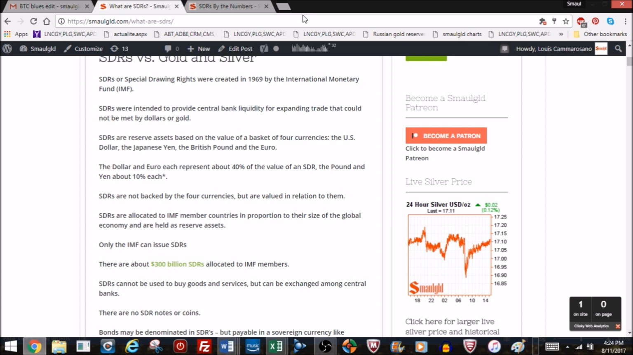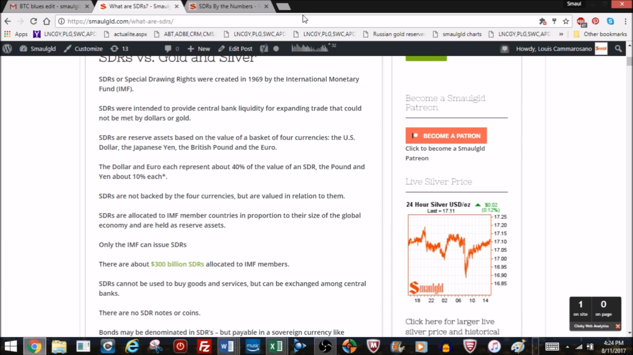Now, the SDR, as I mentioned, was designed to be a reserve asset, and it is based on the value of a basket of currencies. In the recent decade, the basket was four currencies: the dollar, the Japanese yen, the British pound, and the euro. That's not the original one in 1969, but that was the constitution of it in recent years.